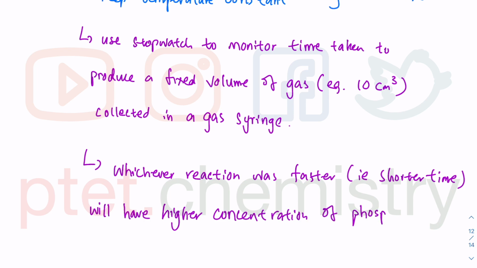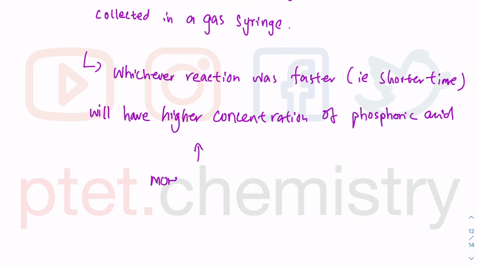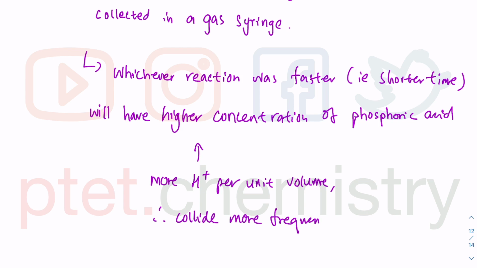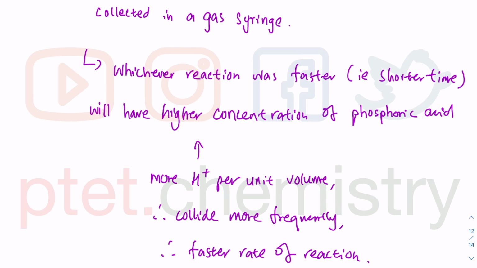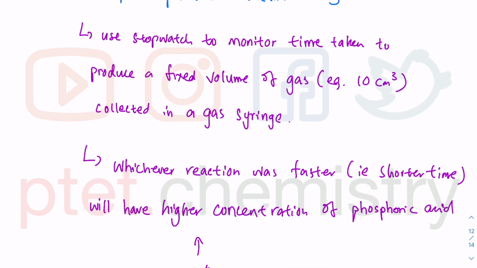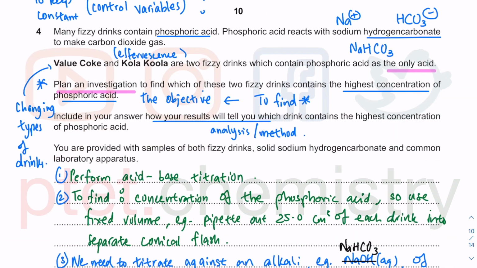The higher your concentration of acid, the higher the amount of H plus per unit volume. So there is more H plus per unit volume. And if you have more H plus per unit volume, therefore they can collide more frequently. They will come into contact with each other more frequently with the hydrogen carbonate. Therefore, faster rate of reaction. So that one will come from the more concentrated solution of the phosphoric acid inside one of the two drinks. This is about analysis of the result to basically tell you exactly what you're looking for, which is which drink contains higher concentration of phosphoric acid.